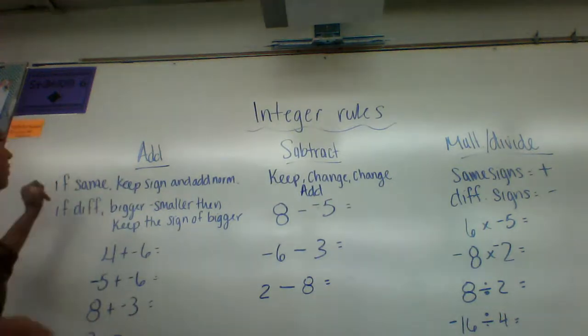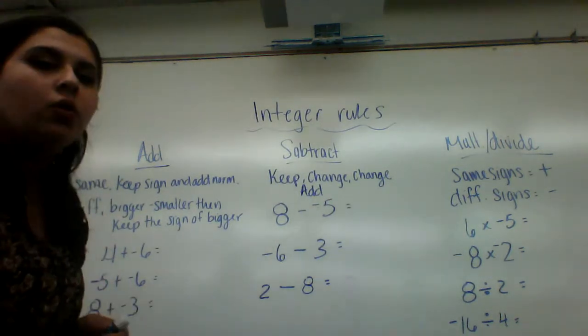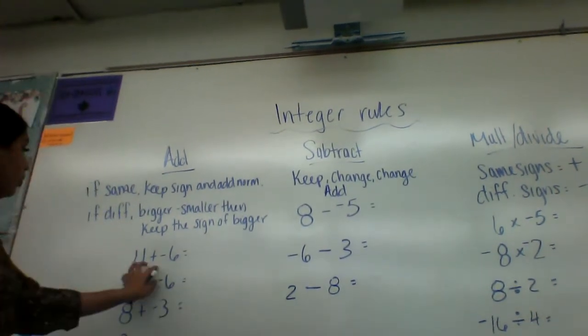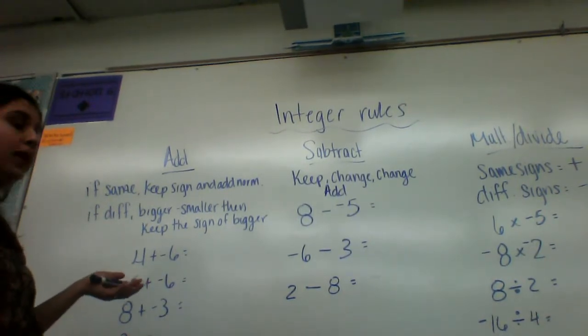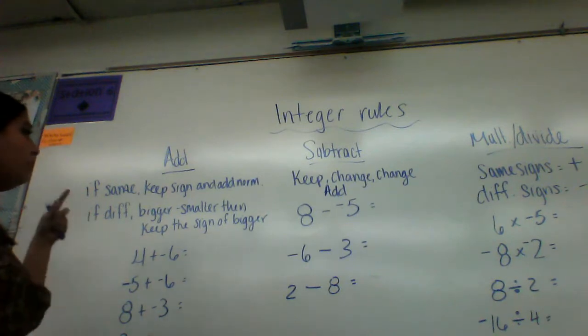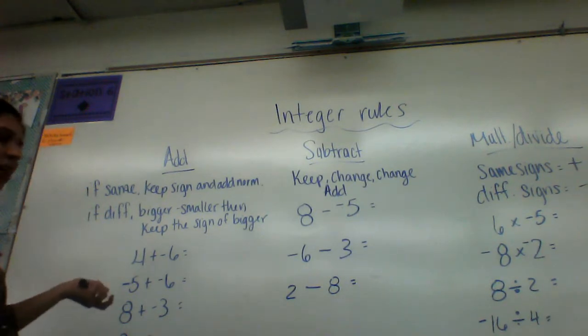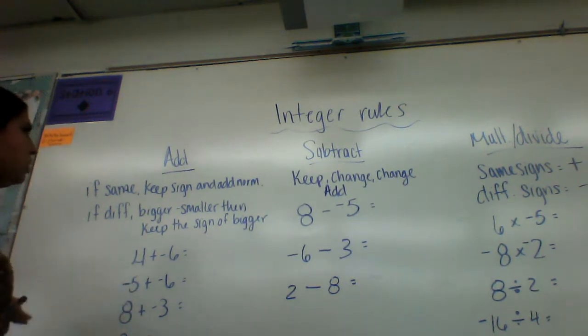So basically, if you have the same sign in both of your pieces, you're going to keep the sign that it has and you're going to add them normally. If it's different though, do the bigger one minus the smaller one and then keep the sign of the larger one. So let's do some examples.